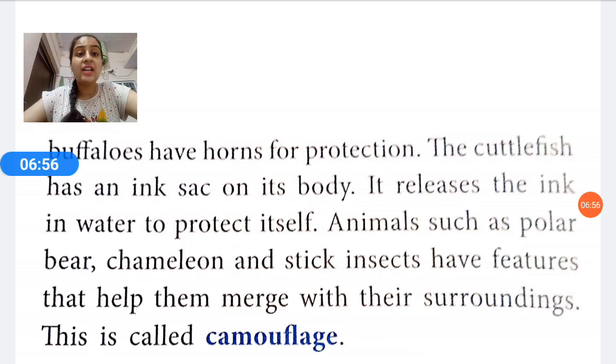The cuttlefish has an ink sac on its body. It releases the ink in water to protect itself. So cuttlefish है, उनके पास एक ink होती है, poisonous ink. So it can release it into the water, so they are able to protect themselves.